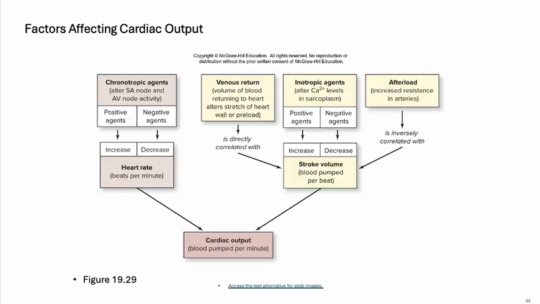And then this is a summary slide, again, showing very similar things, just in a slightly different format. So chronotropic agents affecting heart rate, venous return, inotropic, and afterload, all affecting stroke volume. And then both of those things, heart rate and stroke volume, are resulting in a given cardiac output, right? Maybe 6 liters a minute, 5 liters, something like that, right?